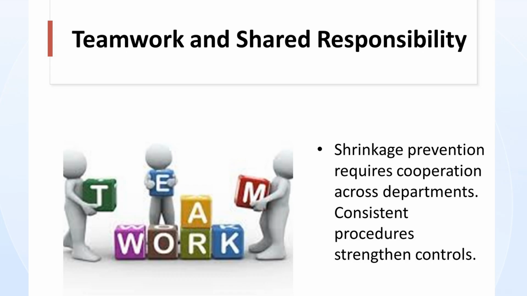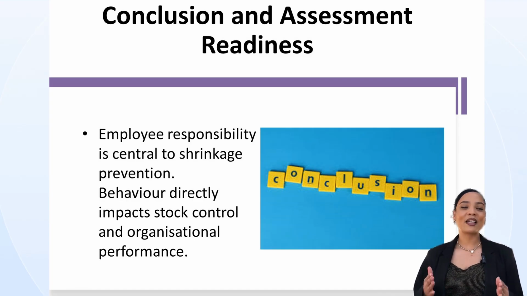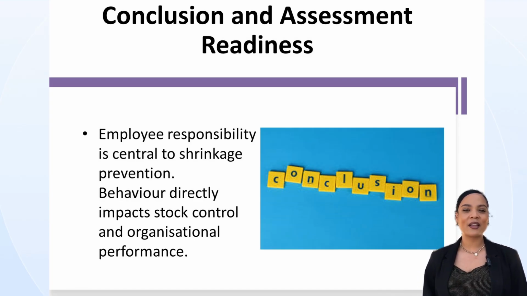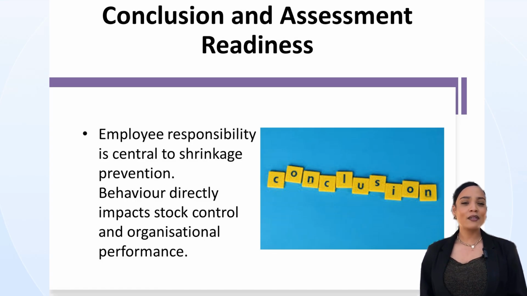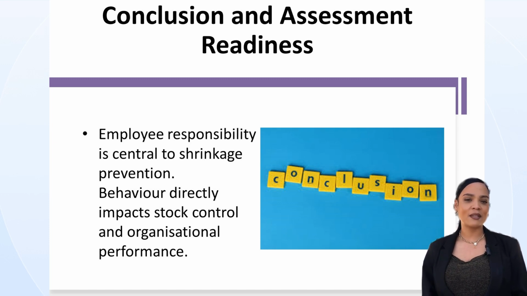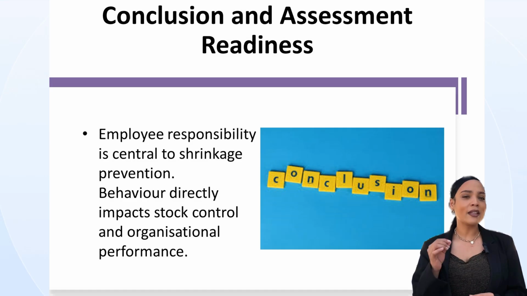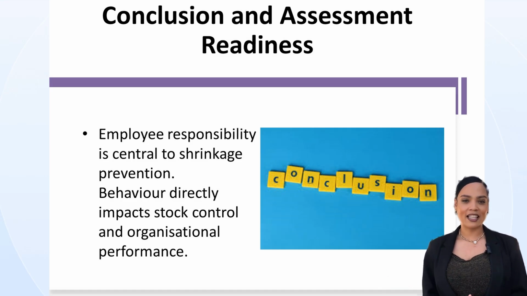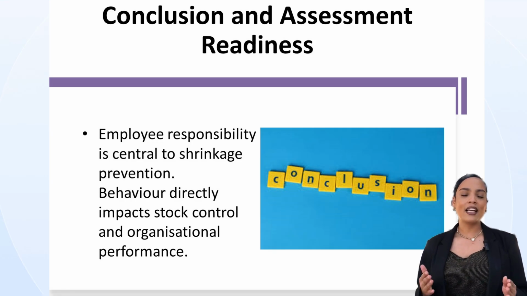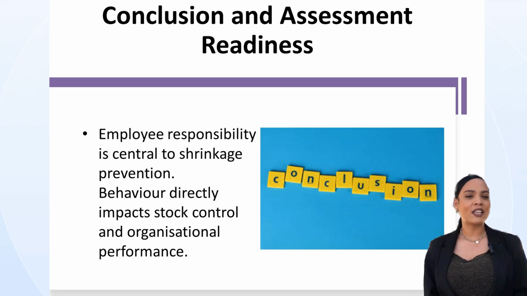I will now conclude the session and link it to assessment readiness. To conclude, this session focused on KMO2, KTO4, and the roles and responsibilities of employees in preventing shrinkage and losses. We covered general responsibilities, receiving and dispatch duties, accountability, reporting, compliance, and teamwork. In assessments, you will be expected to explain these responsibilities clearly and apply them to workplace scenarios. Always remember that your behavior directly affects stock control and organizational performance.